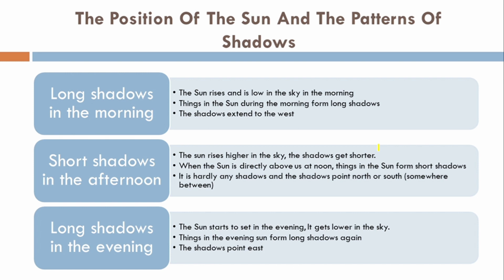So the first one: when you wake up in the morning and you go outside, you will find yourself with long shadows. How can this happen? It happens because the sun rises and is really low in the sky in the morning, and that creates long shadows.